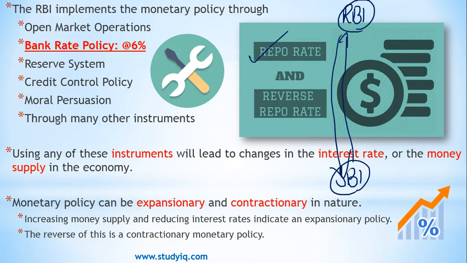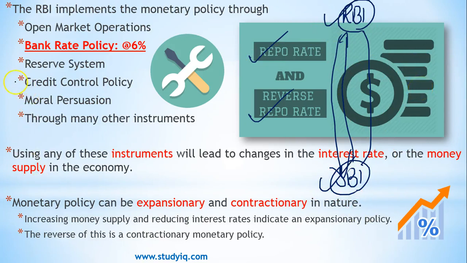Just in case RBI needs some money from SBI for whatever reason, then RBI will do the same thing. It will keep something as a deposit with SBI, and SBI will give the money to RBI, and RBI has to pay interest to SBI. That interest rate we call the reverse repo rate. I hope this is clear. It is a transaction taking place between, you can say, a father and a daughter.